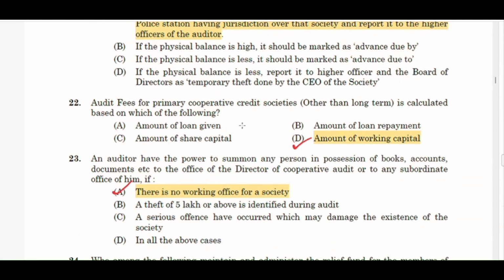Next question, audit fees for primary cooperative credit societies other than long term is calculated based on which of the following? Answer is option D, amount of working capital.